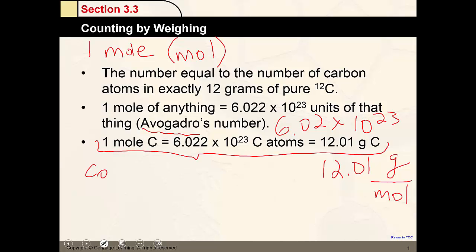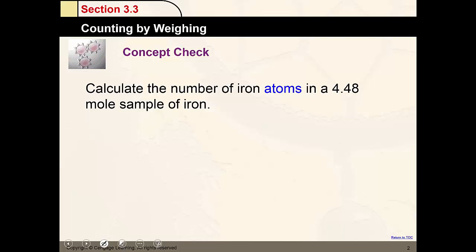So we are going to use all of these conversion factors to convert between mass and moles, and moles and atoms. So first off, I'm going to show you how to convert between the number of moles of a given atom or molecule to atoms of a given molecule or atom. So let's say we want to calculate the number of iron atoms in a 4.48 mole sample of iron. So always, when solving these sorts of problems, you have to think about what you're given and where you have to go, and how do we get there.